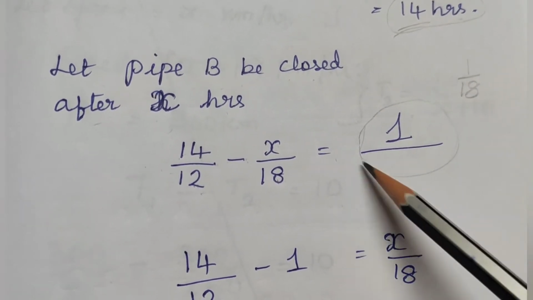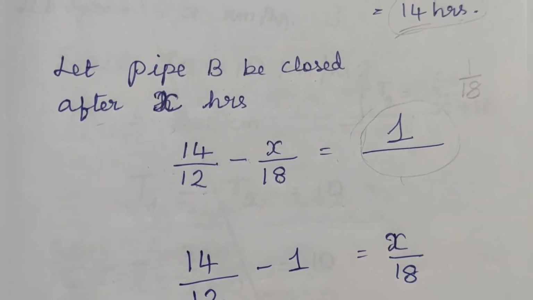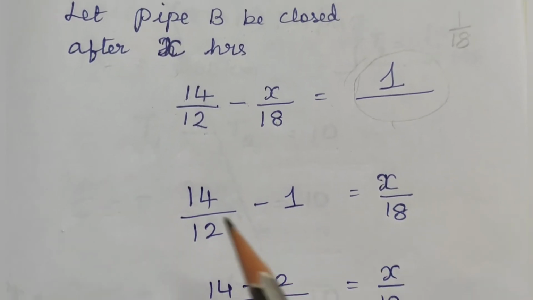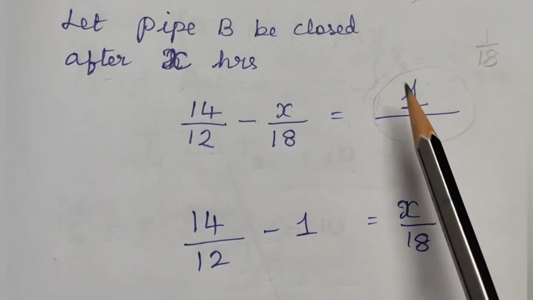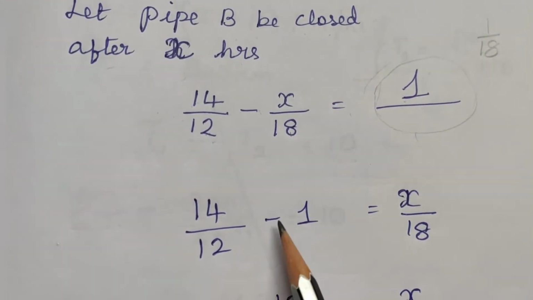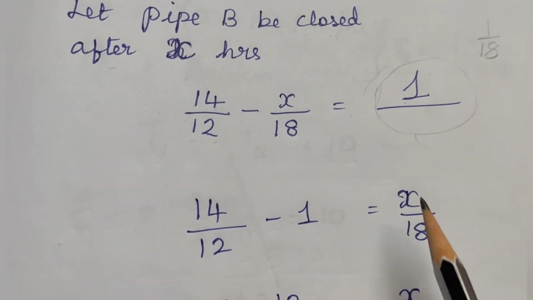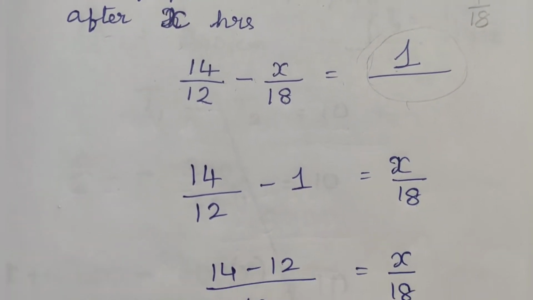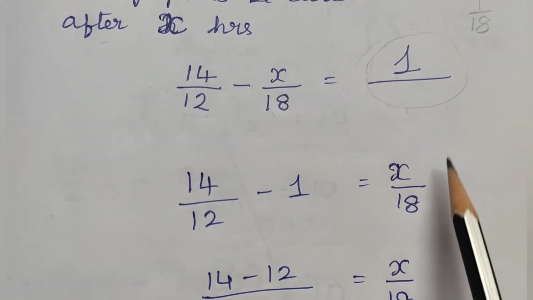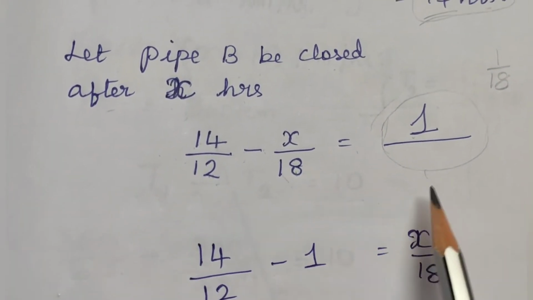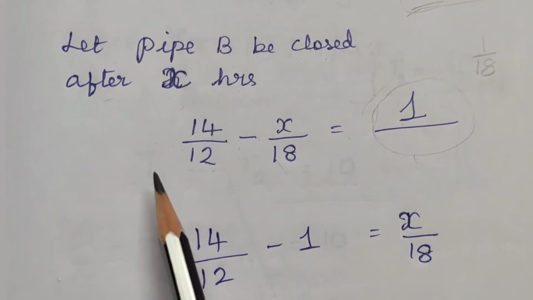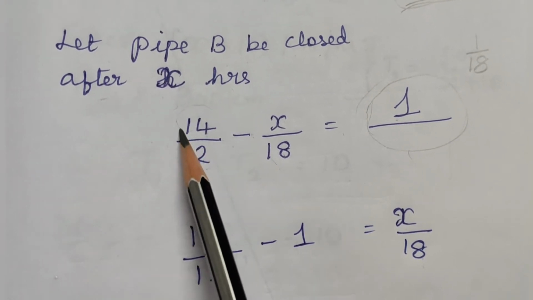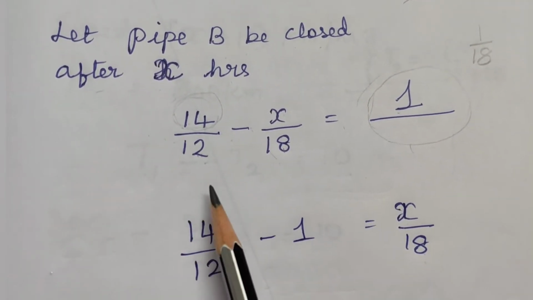That is complete: 1 whole part of the tank gets filled in this time. So 14 by 12, I transport plus 1, it becomes minus 1. Minus X by 18 comes this side, it becomes plus X by 18. Hope you understood this equation. This equation says the total time taken for the tank to get filled is 14 hours.